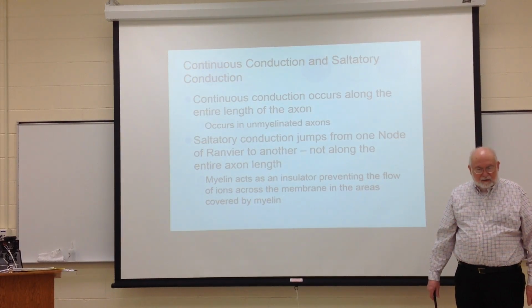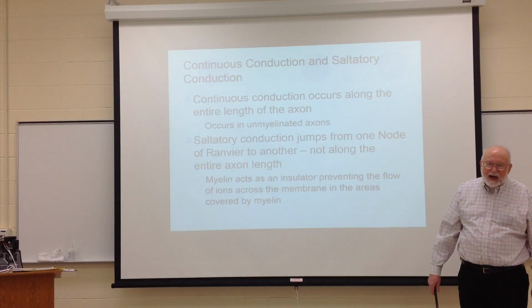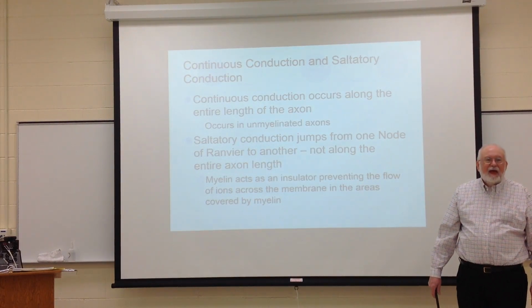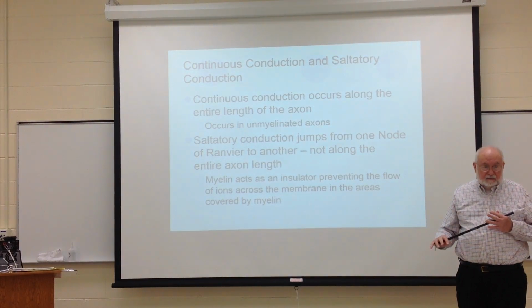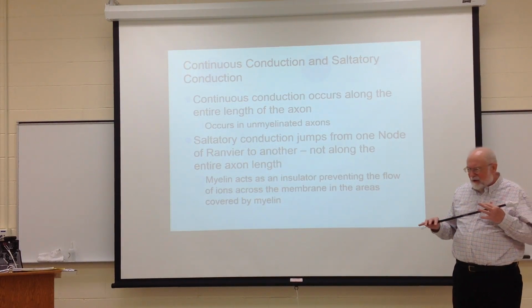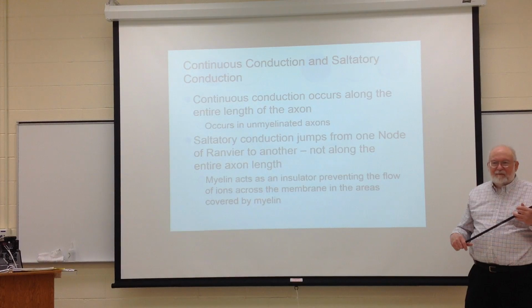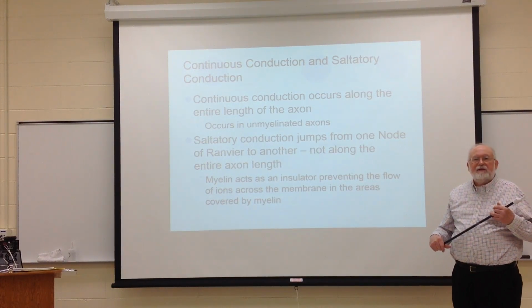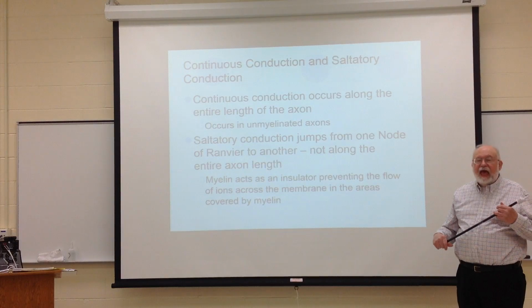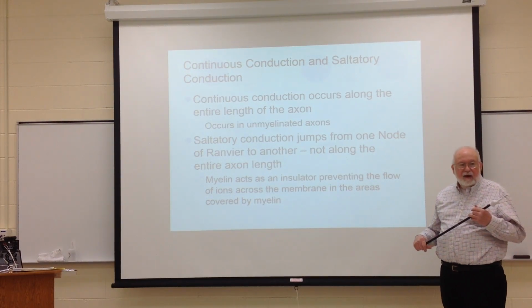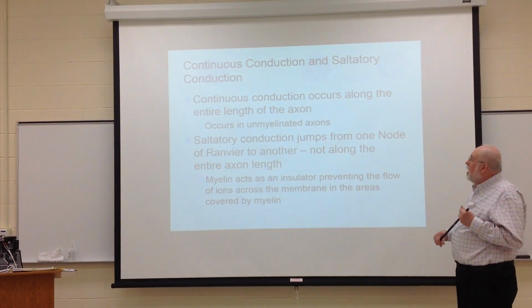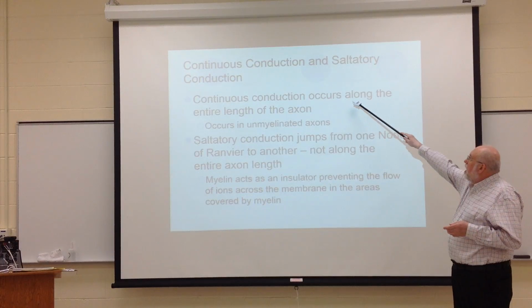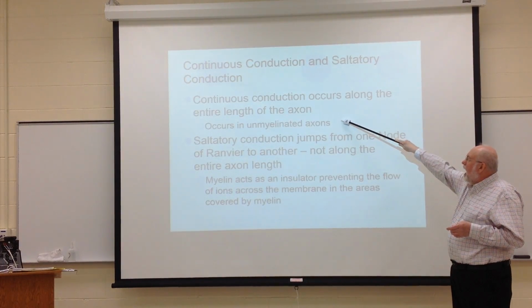Myelinated fibers, or white fibers, because myelin's white, will demonstrate what's called saltatory conduction. Now, what's the difference, and why do we care? Well, as we will see, continuous conduction conducts slower than saltatory conduction, because myelinated fibers are going to conduct much, much faster. Continuous conduction is along the entire length of the axon.